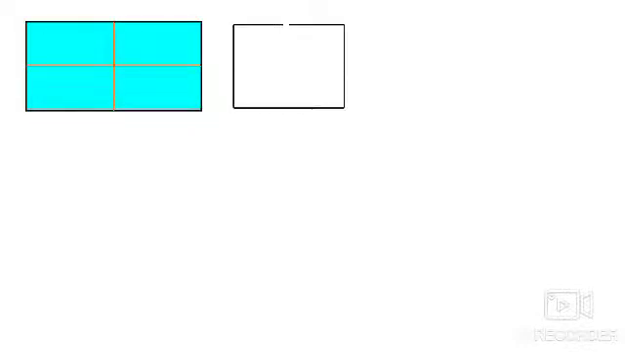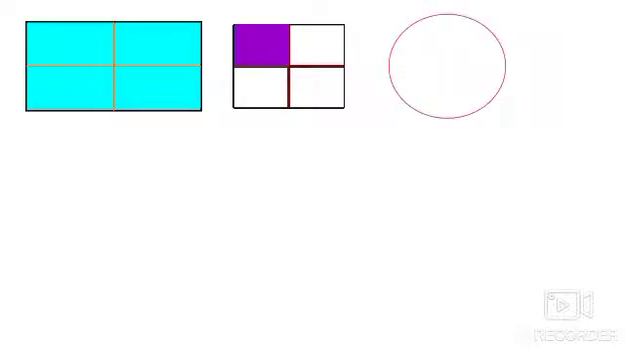Look at this example. This is one rectangle. I've divided it into 4 equal parts and I've colored all the 4 parts. This is one square divided into 4 equal parts and I've colored only one part. This is one circle divided into again 4 equal parts and I've shaded only 3 parts.